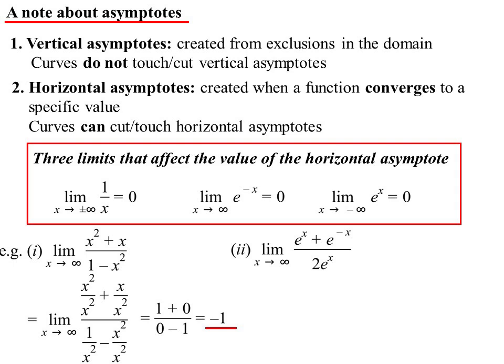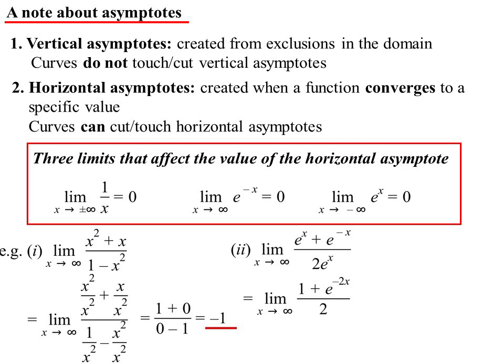Well, x is approaching positive infinity. So I want to use this second limit here, e to the negative x. I want to convert them all to negative indices. How can I do that? Well, if I divide everything by e to the power of x, then that will do that.